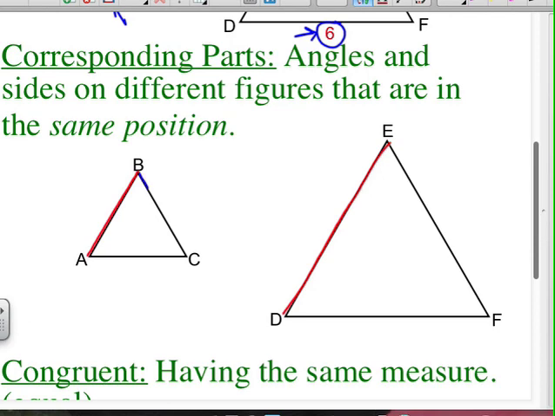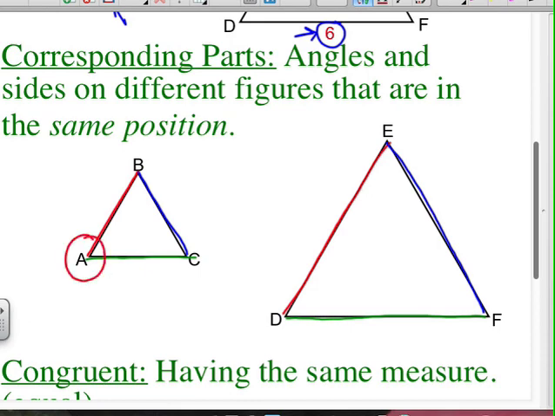How about BC? Who corresponds with BC on the big shape? That would be side EF. And who corresponds with AC on the big shape? That would be DF, right? So those are corresponding sides. We can do the same thing with angles. Look at angle A.